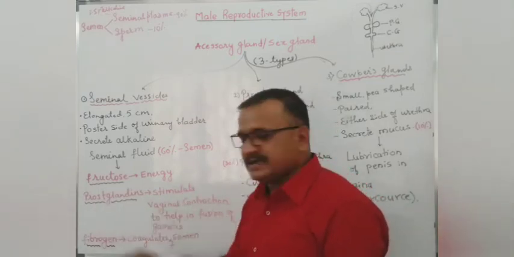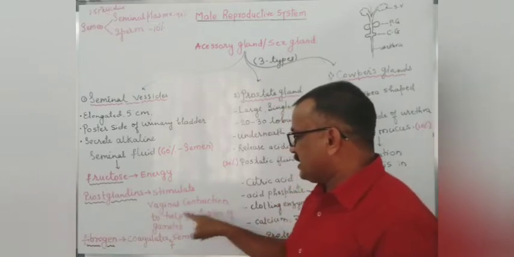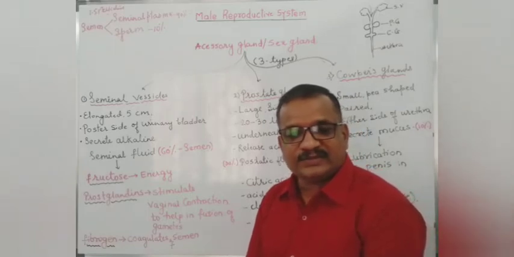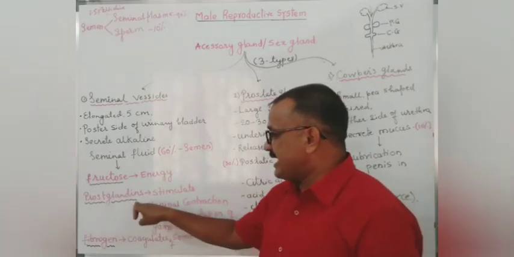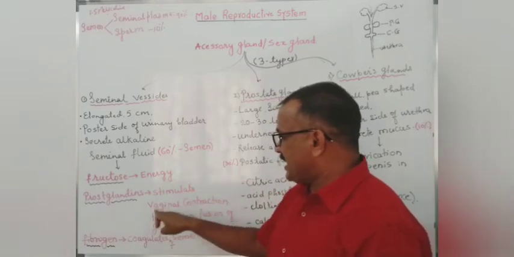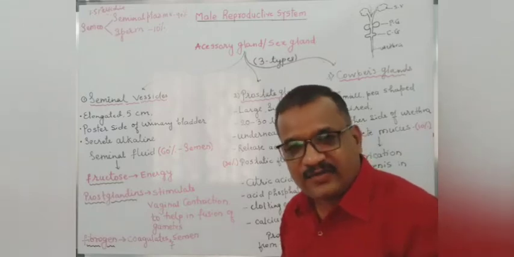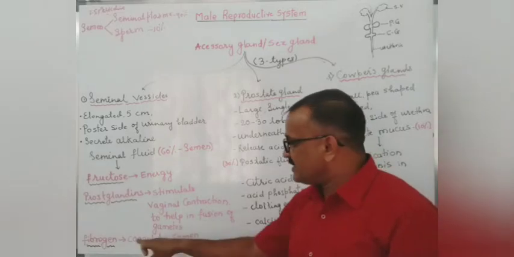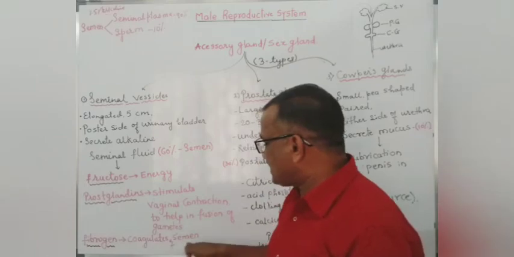Second is prostaglandin. What is the function of prostaglandin? It will stimulate vaginal contraction to help in fusion of gametes. So during copulation, when there is the fusion of male and female gametes, that is sperm and ova, this prostaglandin, which is present inside the semen, will stimulate vaginal contraction. So it will bring contraction inside the vagina of the female, and it will help in the fusion of gametes. Third one is fibrinogen. Fibrinogen plays an important role in coagulation of semen.